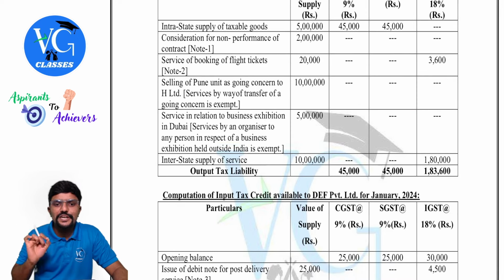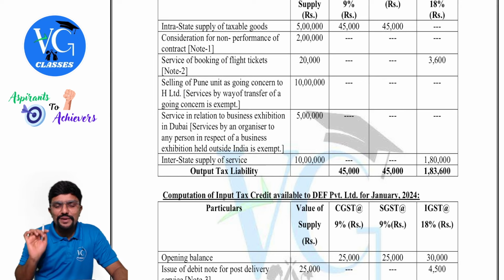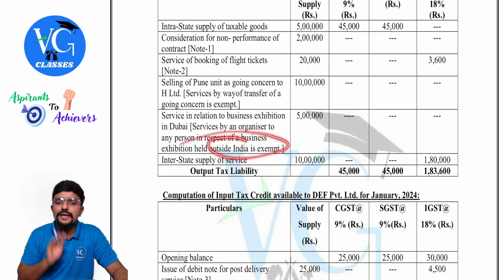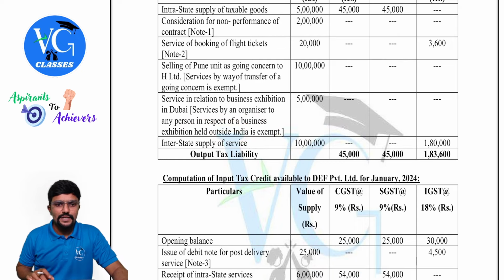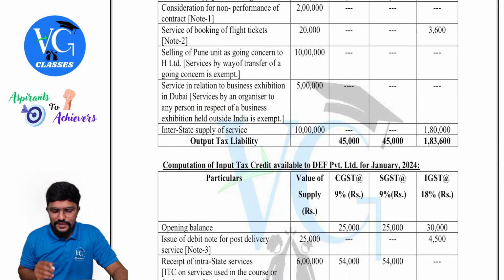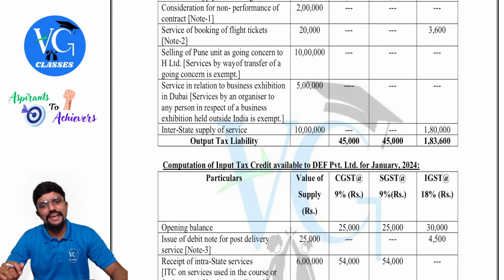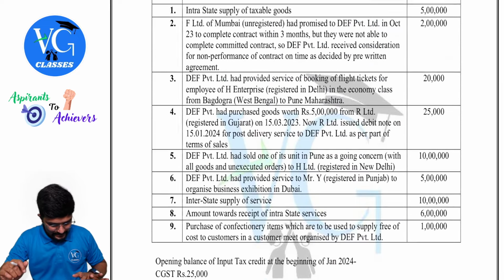Next, service in relation to business exhibition in Dubai outside India. Services by an organizer to any person in respect of a business exhibition held outside India is exempt. So even in this case, no GST. Then interstate supply of service on 10 lakh rupees, 18% GST comes to 1 lakh 80,000, guys. 1 lakh 80,000. Anything else?